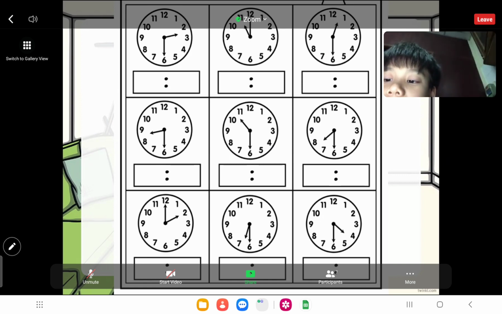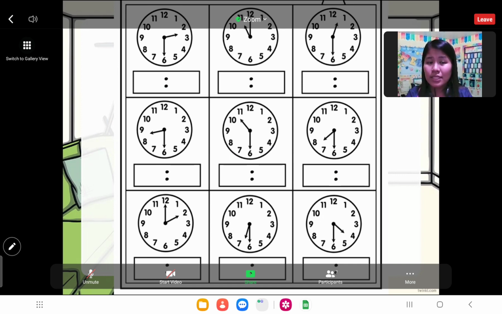6:15. 6 and 15. Uh-huh. Again, the shorter arrow is the hour hand, okay? And the longer arrow is the minute hand. Where is the shorter arrow there? Is it between 2 or 3, or is it on the 6?